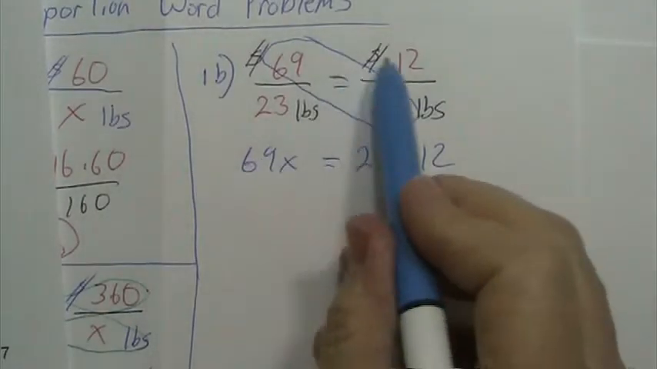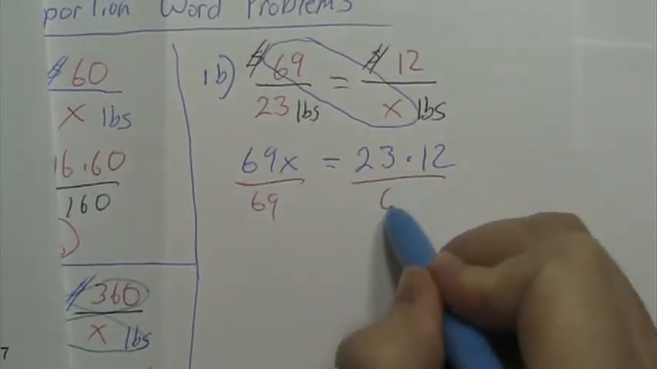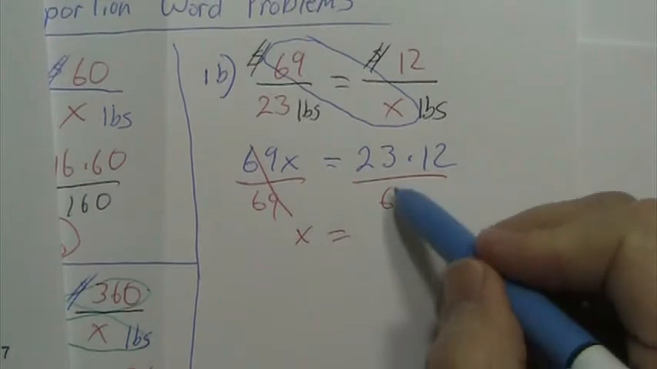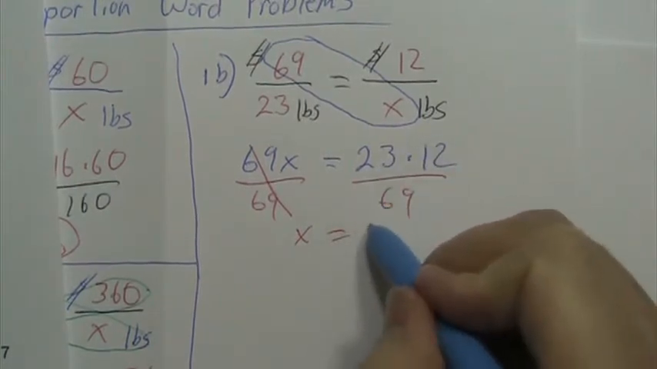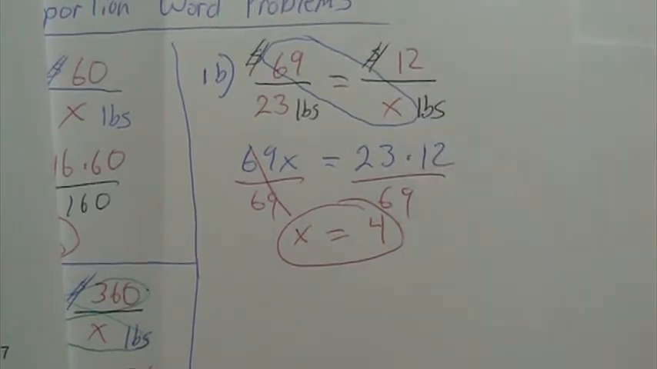So I use cross products. I divide by 69 here. That's gone. And if you total this up, it'll end up being 4 pounds.